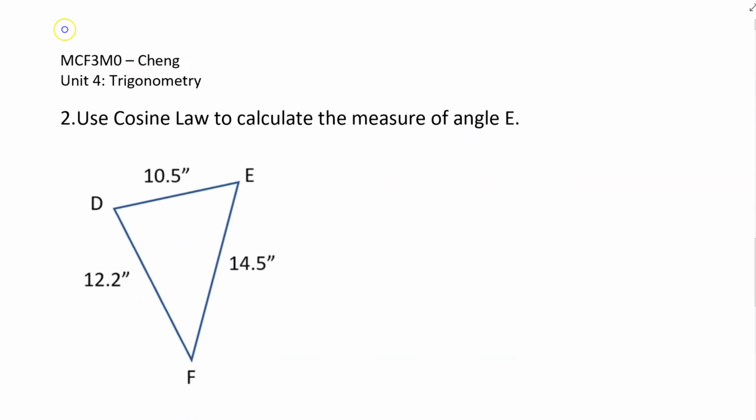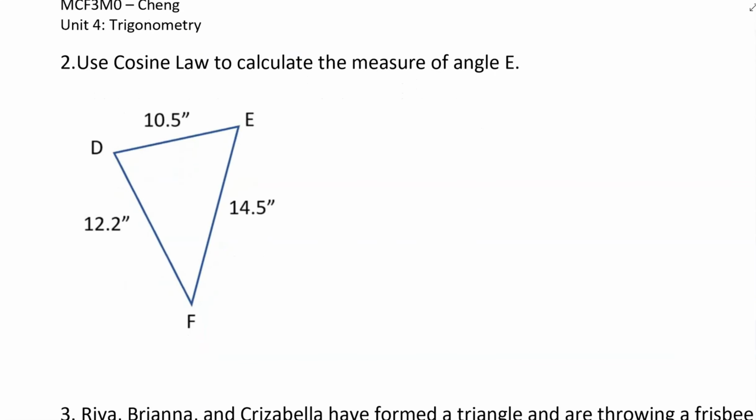So let's move on. Here it says, use the cosine law to calculate the measure of the angle E. So you're going to see we're trying to get this right here, angle E. And I've given you all three of these sides. So what that creates is a side-side-side situation. Without any angles given, you've got all three sides. So what you got to do is start with the proper formula.